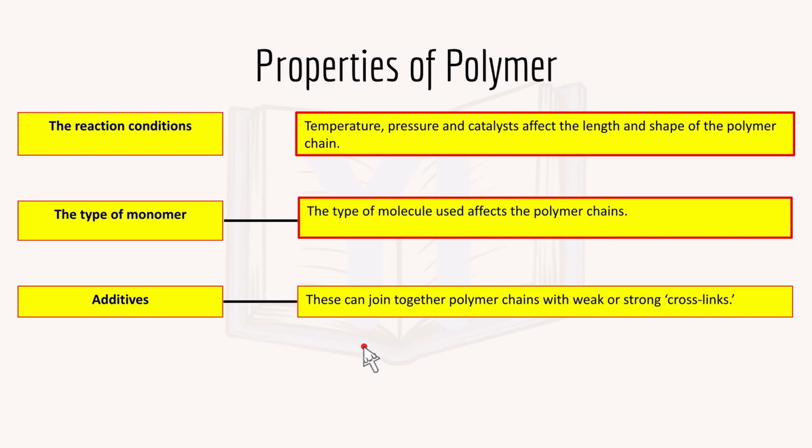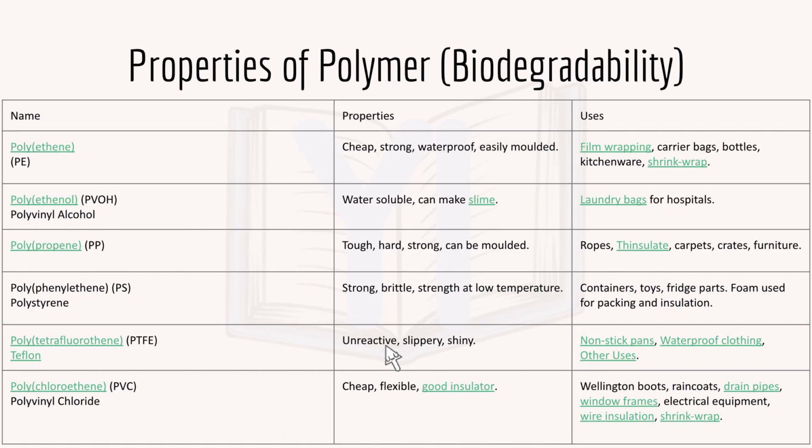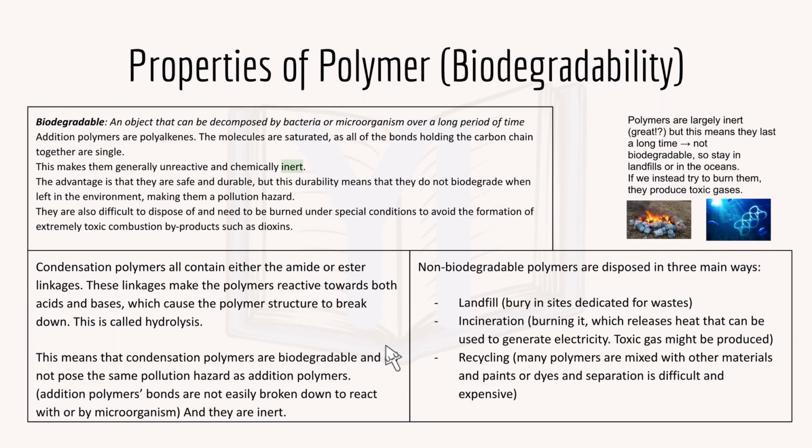So we'll move on to properties of polymer. You can see the reaction conditions: temperature, pressure, and catalyst affect the length and shape of the polymer chain. The type of monomer, the type of molecules used, also affects the polymer chains. And additives can join together polymer chains with weak or strong cross-links, which we'll look into later, but we'll focus on the biodegradability now.